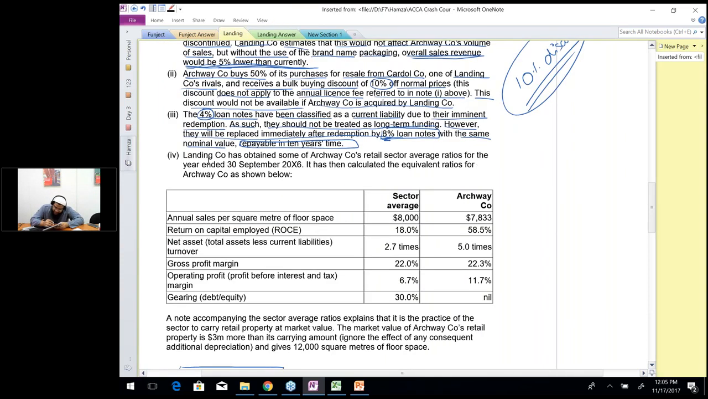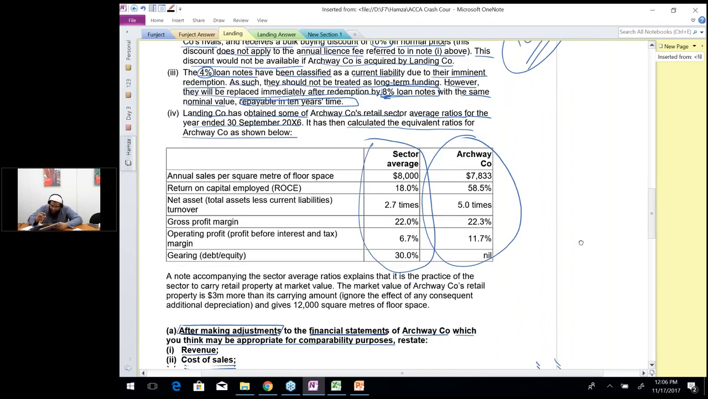Then the question further says that the lending company has obtained some of Archway Company's retail sector average ratios for the year ended 30th September 2006. It has then calculated the equivalent ratios for Archway as shown below. So these are the sector averages and these are the values of the Archway company, but obviously before the adjustments that we have just made, so we are going to recalculate these ratios after the adjustments in part B.